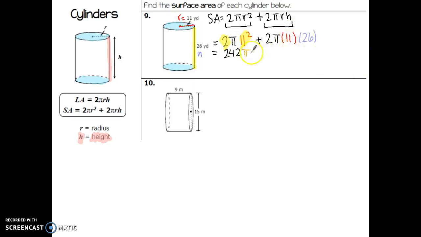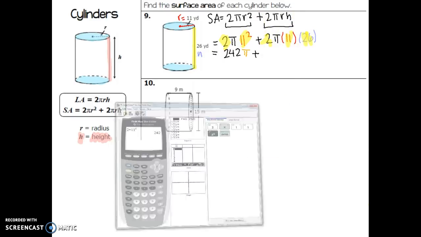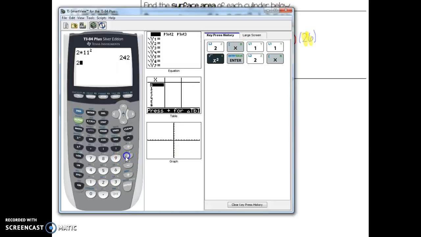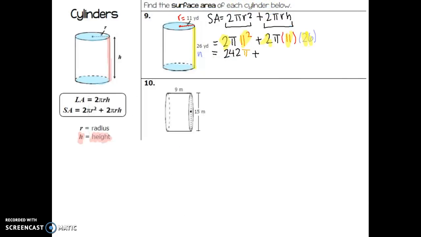Now working with my other side, again here it's going to be 2 multiplied by my 11, and then 26. So if I go on my calculator, that is 2 times 11 times 26. Click enter. We have 572. So here is 572. That pi drops down.